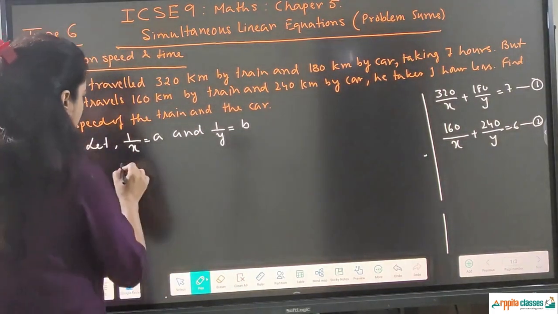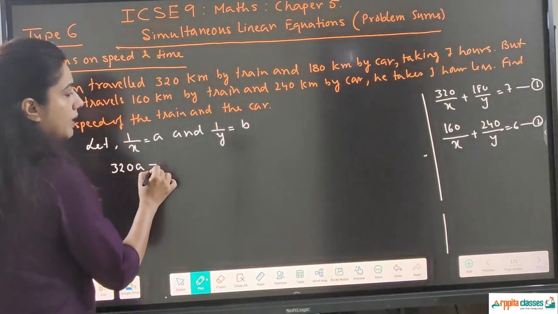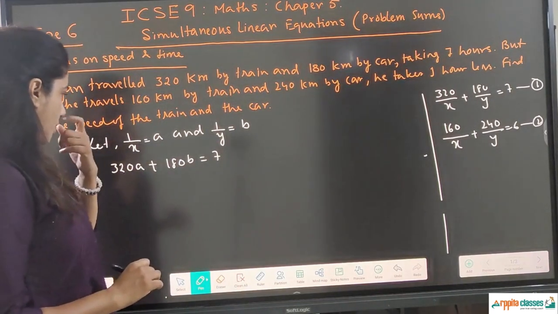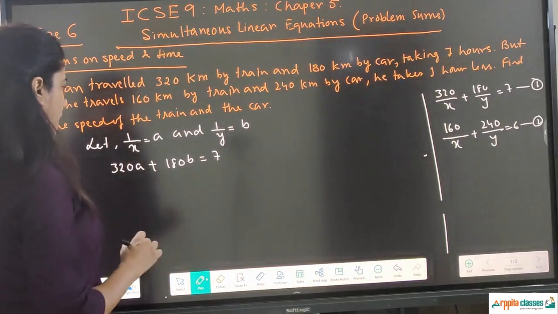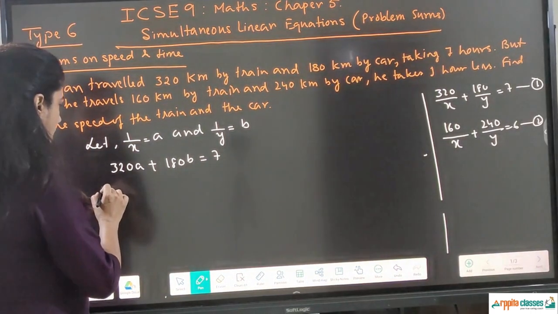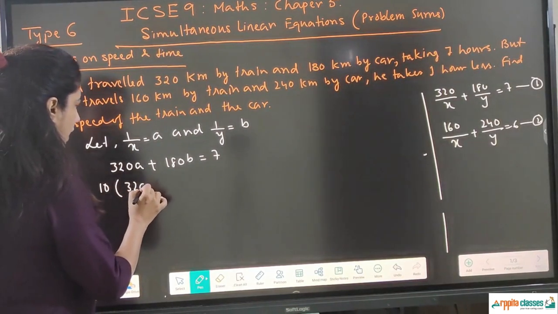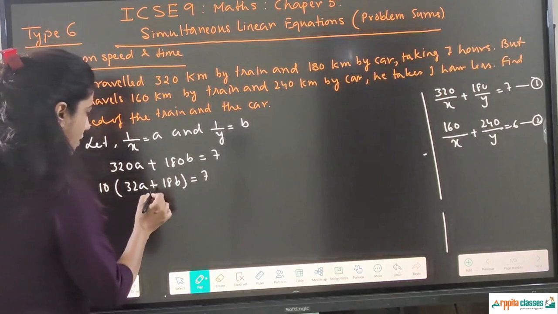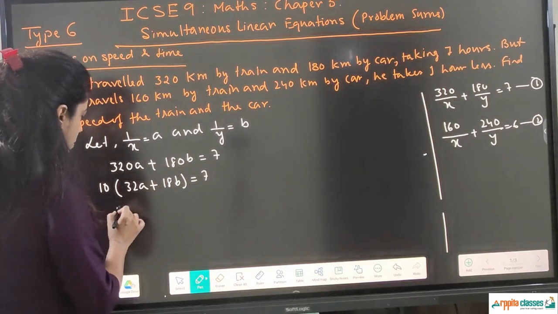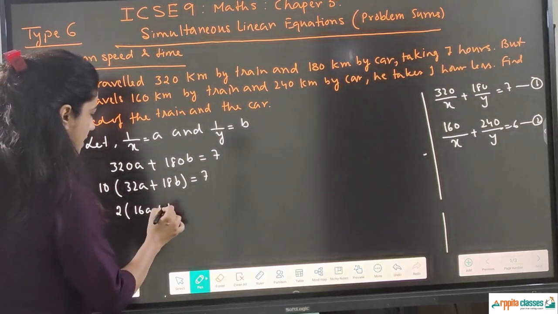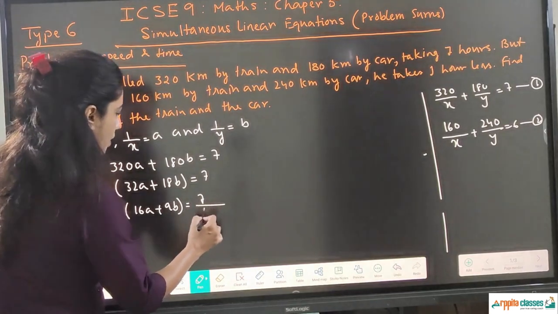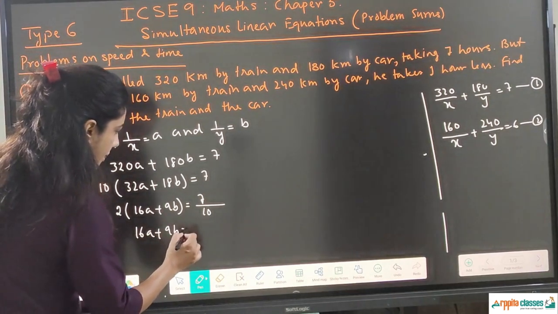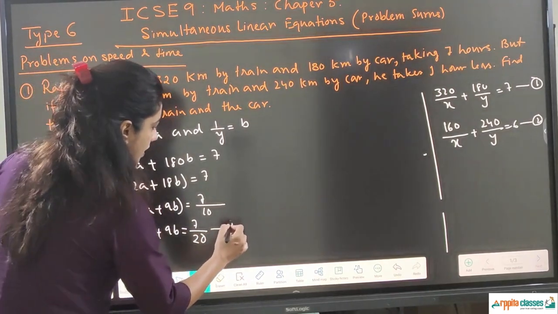So my first equation becomes 320a plus 180b is equal to 7. Now from here I can take something common. I can take 20 common. First I'll take 10 common, so it will be 32a plus 18b is equal to 7 upon 10. And also I'll take 2 common from here, so 16a plus 9b is equal to 7 upon 10, and then in the next step the 2 also will go there. So I am getting 16a plus 9b is equal to 7 upon 20. This is my third equation.